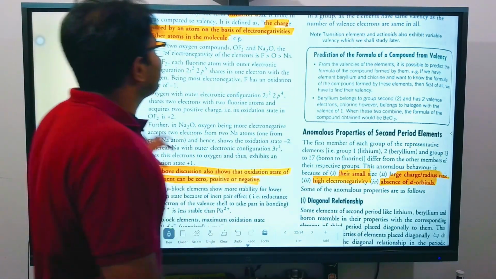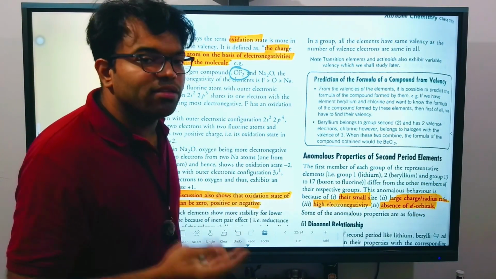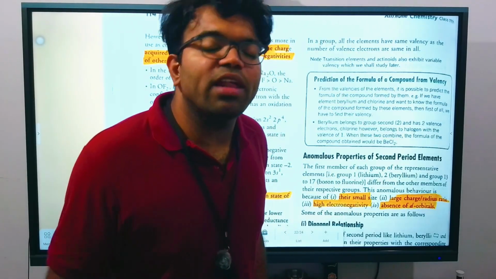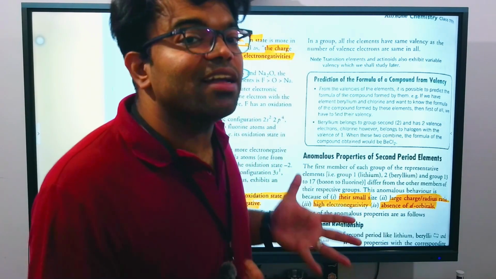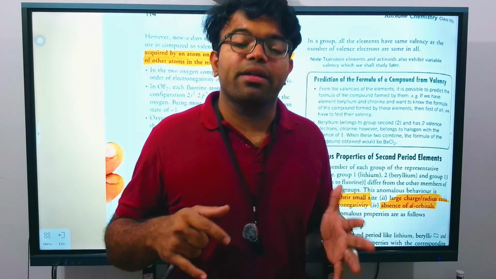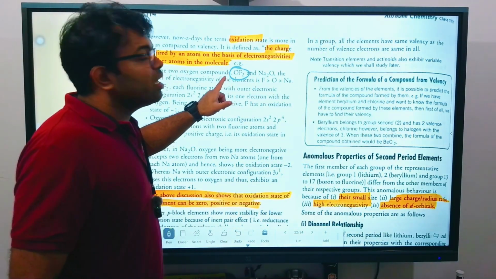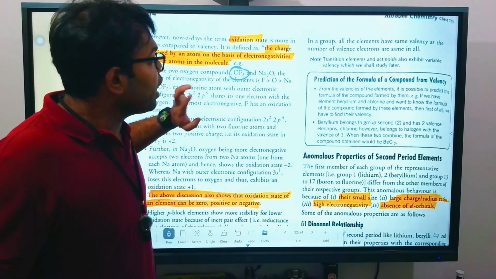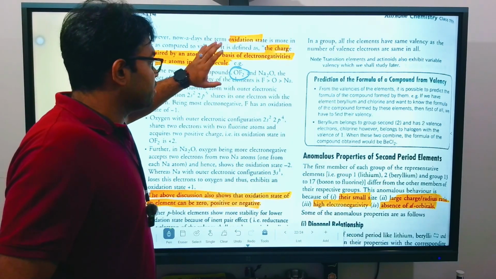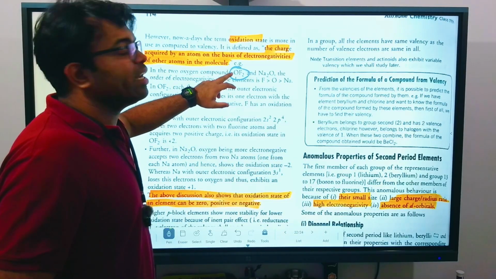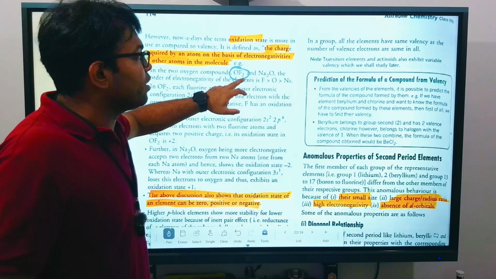Look at the example here. OF2. There are two elements here. One is oxygen and another is fluorine. Fluorine is the more electronegative element. Therefore, oxygen, even though its electronegativity is the second highest in the periodic table, fluorine has the highest electronegativity. Therefore, the oxygen atom is forced to be the cation and the fluorine atom is forced to be the anion. So that's how I want you to remember it. The oxidation state of oxygen in OF2 is +2 and the oxidation state of fluorine is -1.